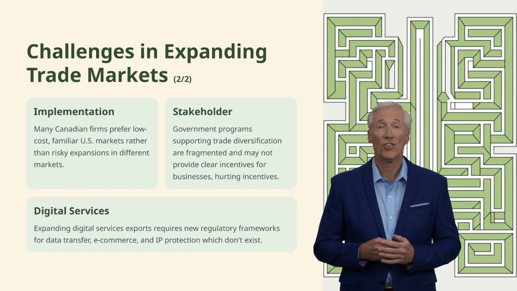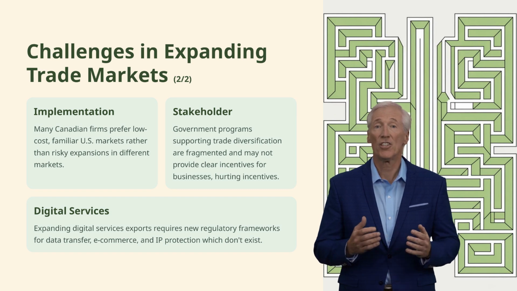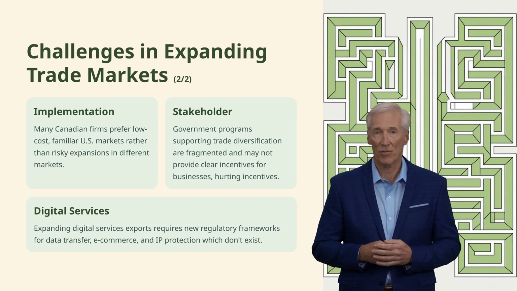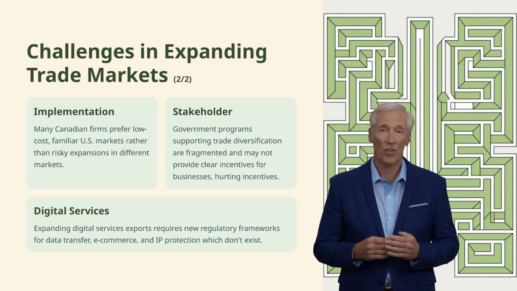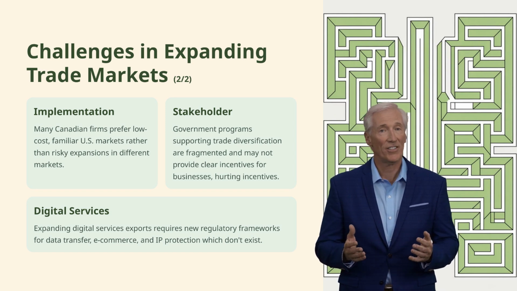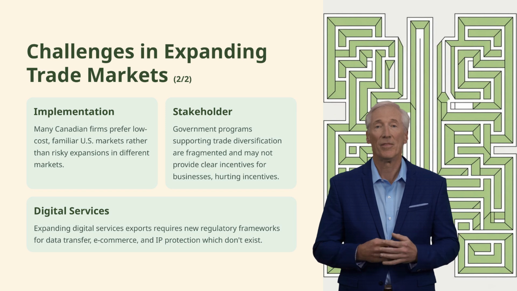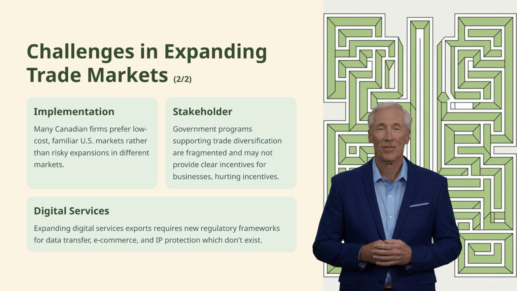Moreover, government programs aimed at supporting trade diversification are often fragmented, failing to offer clear, cohesive incentives for businesses to expand internationally. Finally, as we look to expand digital services exports, we face the necessity of developing new regulatory frameworks that address data transfer, e-commerce, and intellectual property protection. These challenges are real, but by understanding them, we lay the groundwork for crafting effective strategies to overcome each obstacle on our path to a diversified trade future.